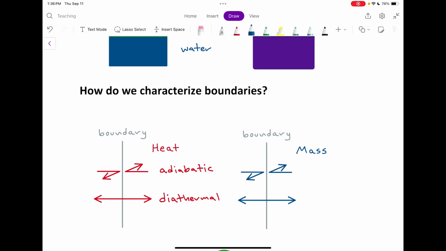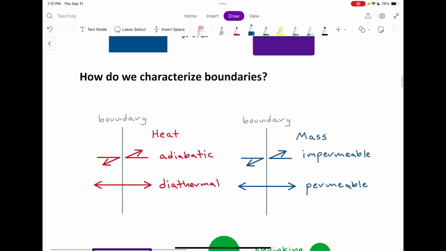For mass exchange, we have an impermeable boundary when mass cannot be transferred between the system and the surroundings. And then we have the case where the boundary is permeable. So mass can be exchanged between the system and the surroundings in that case. So, for example, if you have a permeable boundary, as I talked about before, you're going to have an open system in that case.